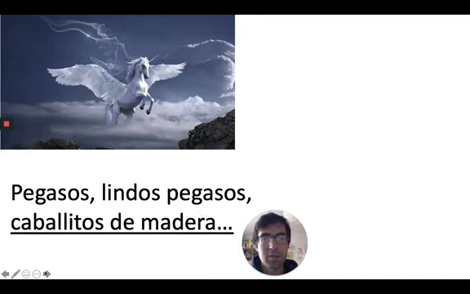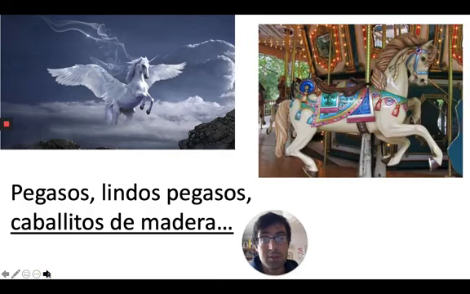It's not about mythological horses, but wooden horses, the kind of wooden horses you would ride on a carousel at a fairground. Okay, so there we go. We understand our poem a little bit better.